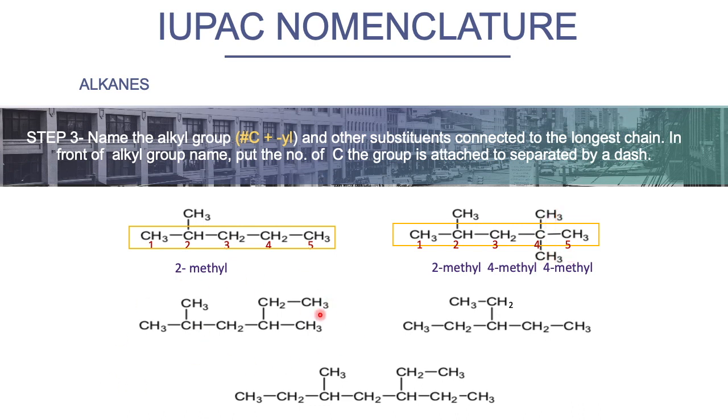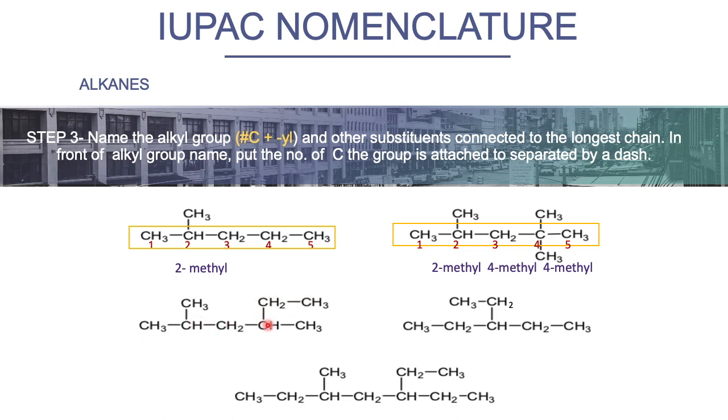Moving on to the third example. Now we would assume that maybe this is the longest chain. Let's find out. So it is 1, 2, 3, 4 and 5. 1, 2, 3, 4, 5 and 6.